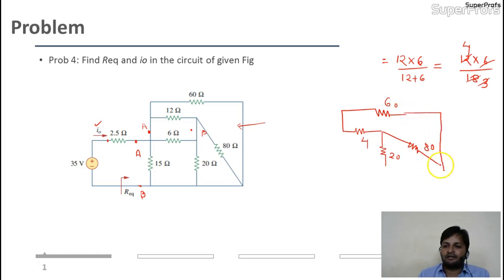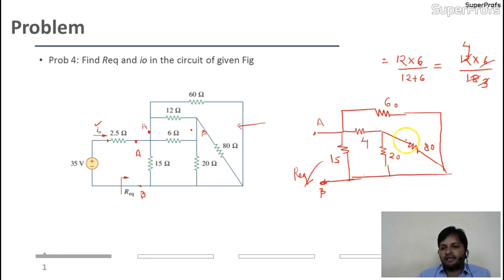Am I right? You are having the circuit like this. Here you are having 15. These are the points A and B across which you are finding R equivalent. Any problem? Now see, this 80 and this 20 are connected in parallel. This is the starting point, this is the ending point. 20 and 80 are connected in parallel.